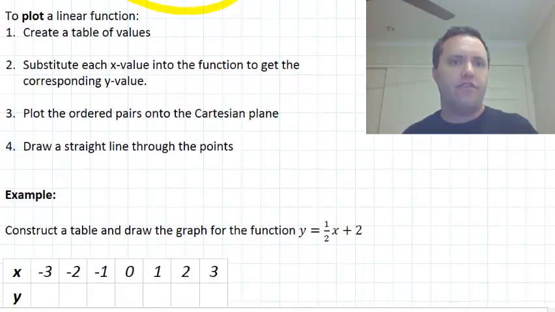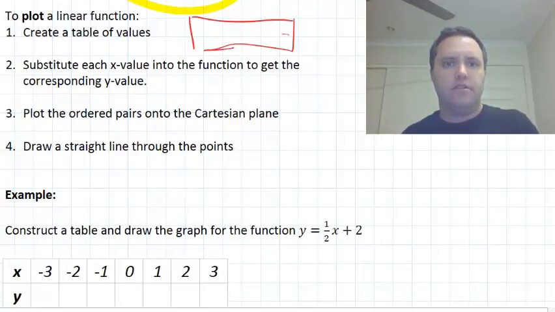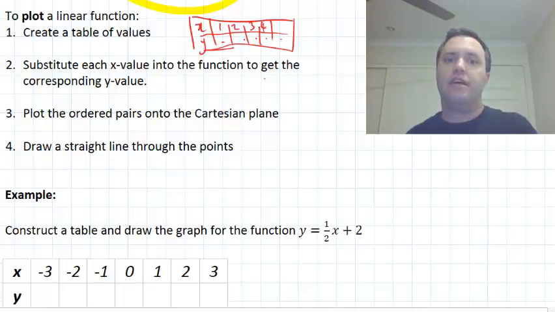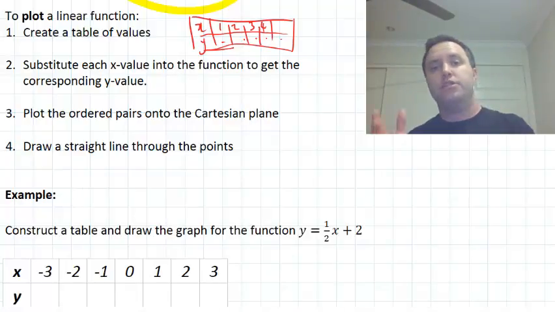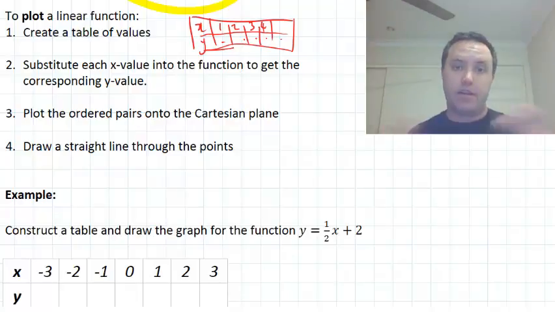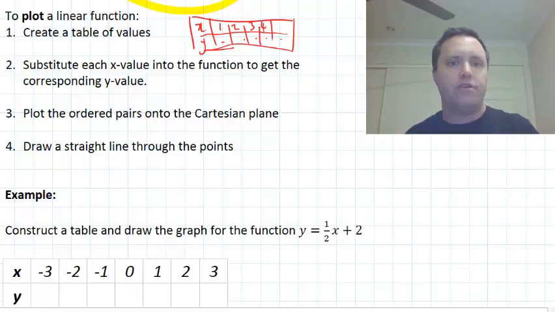All right, there's a process for us to go through when we are plotting a linear function. First, we create a table of values. It's a little table with an x and y; you feed in some x values, and you put your corresponding y values down there. There's an example later on. Then you substitute each x value into the function to get the corresponding y value, because remember, our coordinate for a point is an ordered pair. It's got an x part and a y part, and they go together. Then you plot your ordered pairs onto the Cartesian plane and draw a straight line through the points.